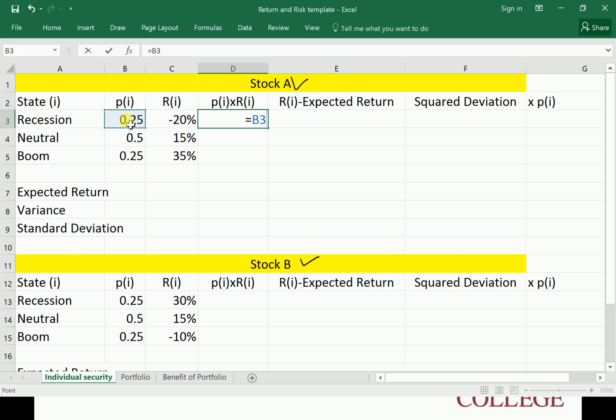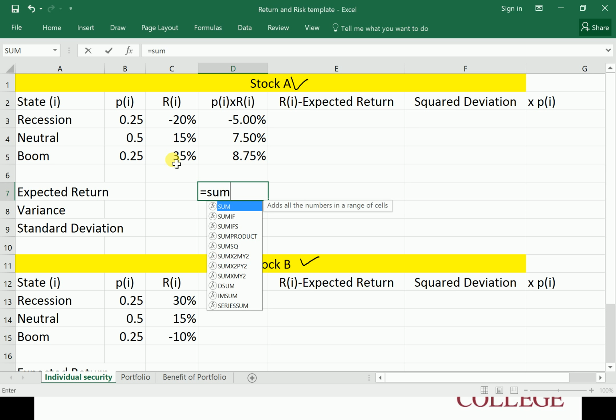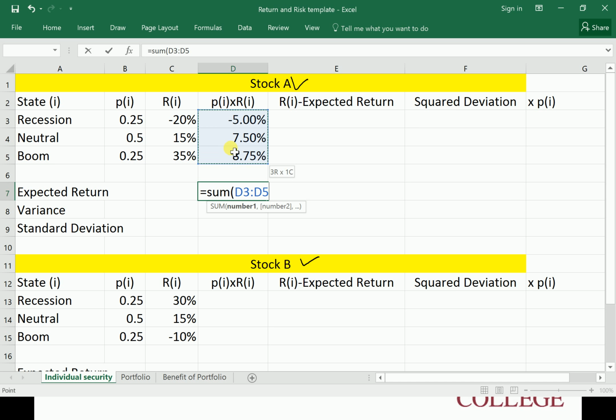Probability times return in recession. This one also probability times return in neutral, and probability of the boom times the return on boom. And then the sum of these three will be the expected return. So the expected return on stock A is 11.25%.